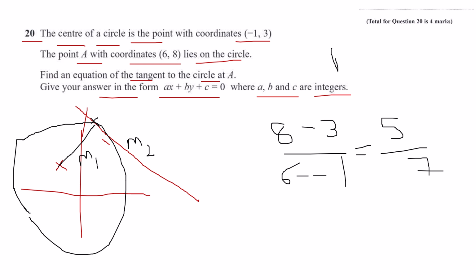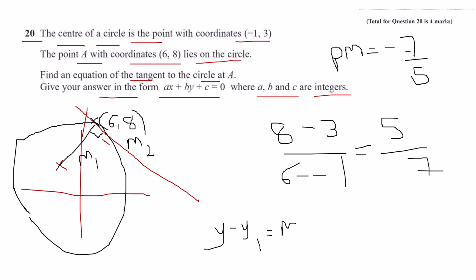So the perpendicular gradient is going to be the negative reciprocal, because the tangent meets the radius at 90 degrees. So it's going to be -7/5. Now I've got a coordinate of (6, 8). This time, rather than use y equals mx plus c, I'm going to use y minus y1 equals m brackets x minus x1.